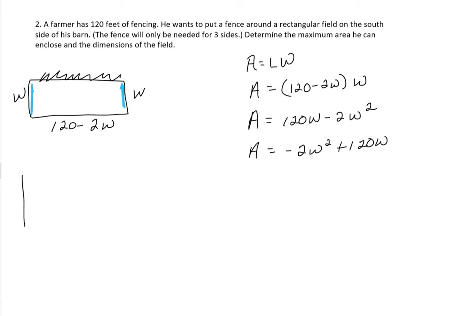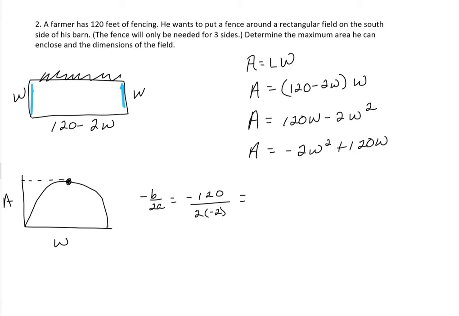And we have this parabola that's opening upside down. This is the width, this is the area, and I'm trying to find this vertex up here, which will give me my maximum area. So I want to find the x-coordinate, or the W of that vertex. So negative b over 2a. And that's going to be negative 120 over 2 times negative 2.